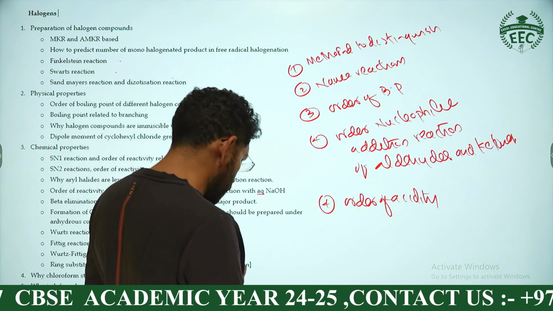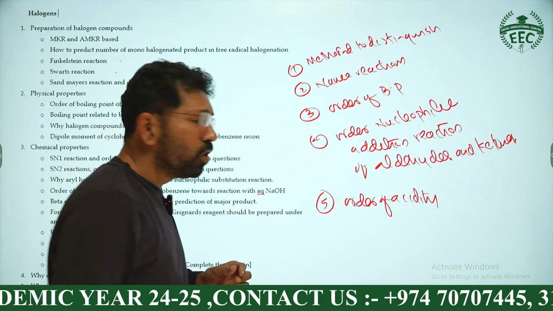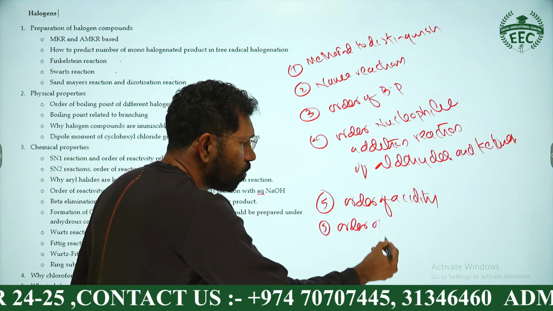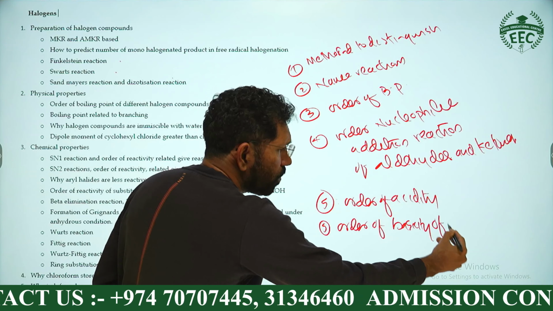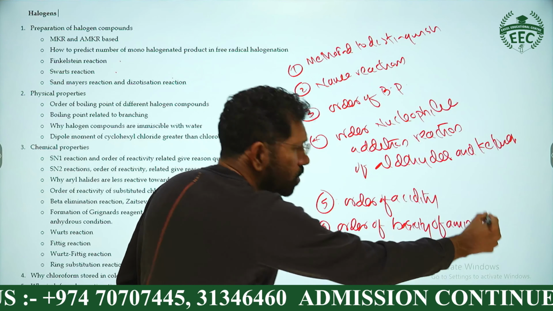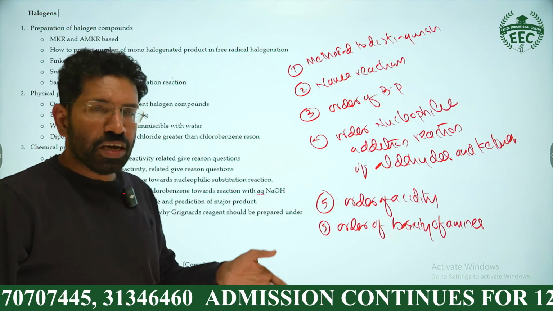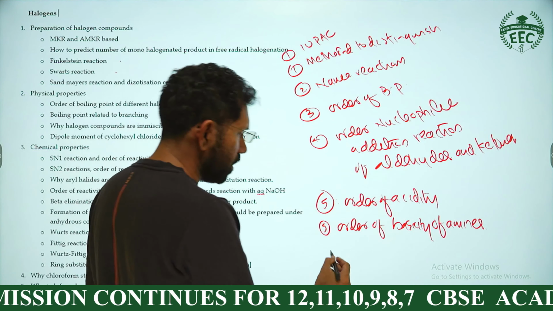The next one is the order of basicity of amines. That's coming. The order of basicity of amines is very, very important, this whole area. Then you have to study IUPAC. Normally 1 mark will come from IUPAC. Mechanisms will come.